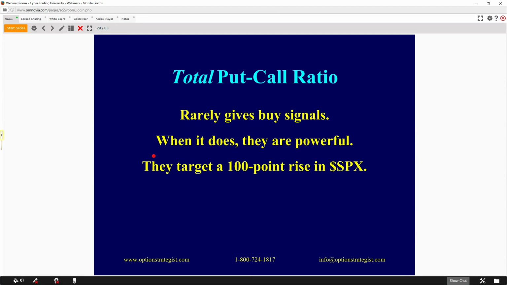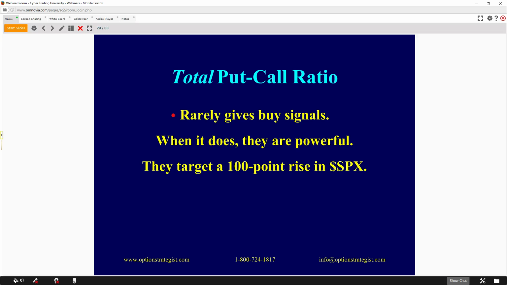Now there's another put call ratio that we pay attention to, and that's the total put call ratio. And this is all stock options that trade, all ETF options, all index options, but not futures options. So everything trading, let's say, for example, on the CBOE or any of the listed regular option exchanges.